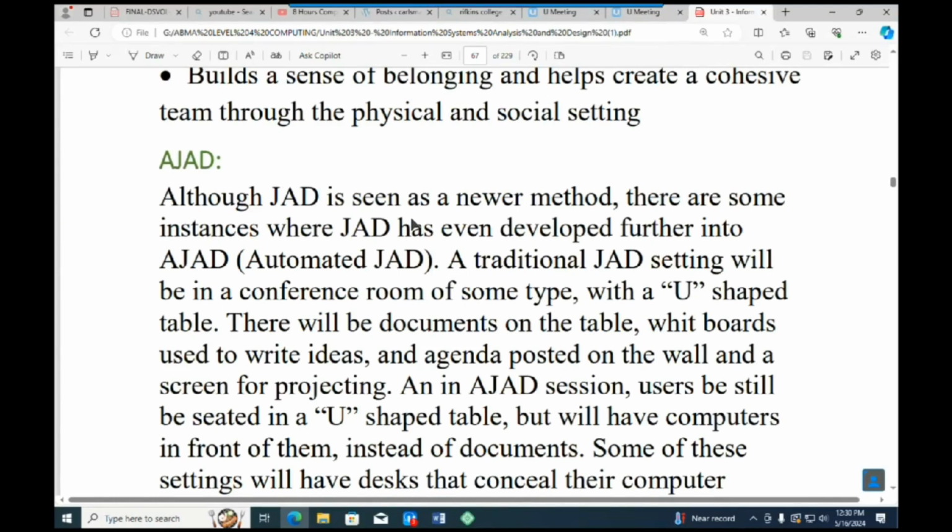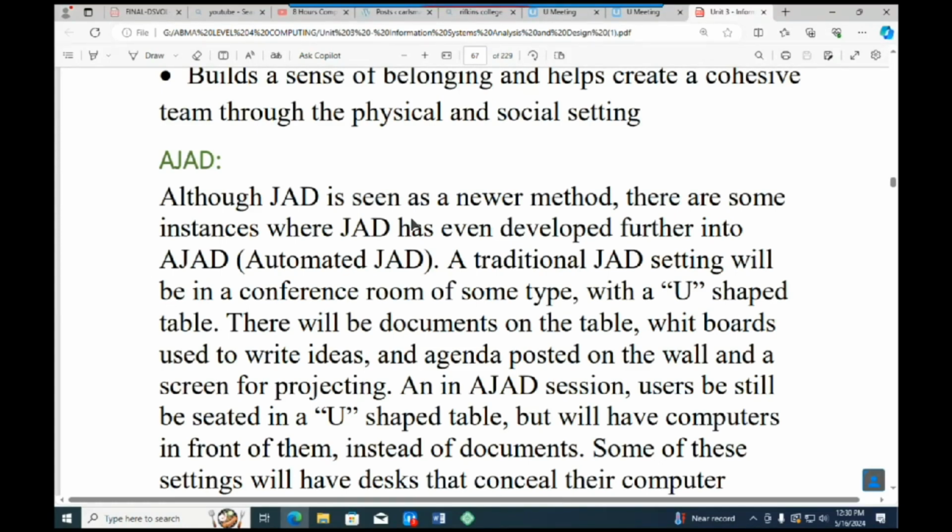And we have another method that comes in, and it is the AJAD. AJAD is actually automated JAD. The A stands for automated.